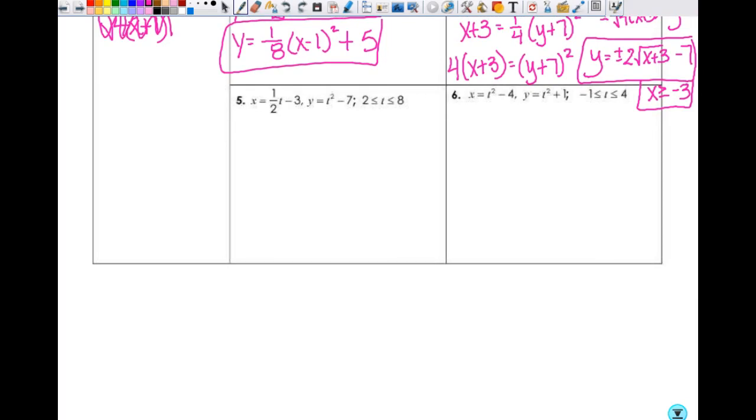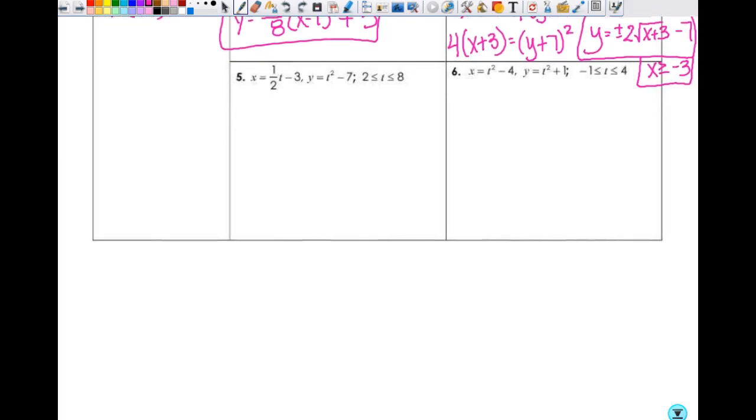All right, and then on 5 and 6, we definitely have to worry about the domain because they give us these restrictions for t. So we will come back to that. We can't forget that this is important, but we're going to do that at the end. So we'll do everything else the same, and then you just focus on that in the end.